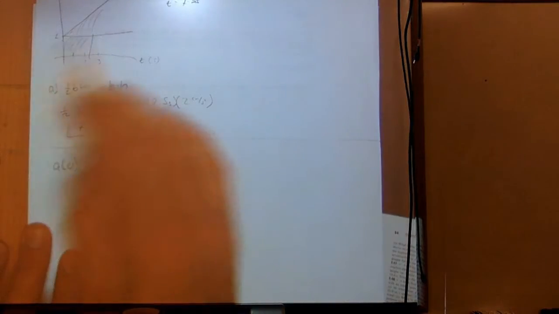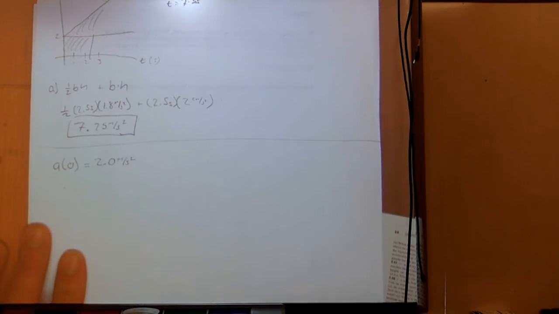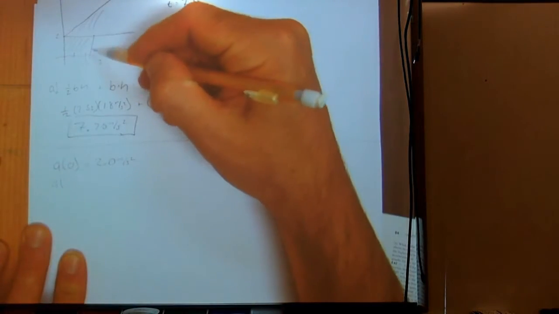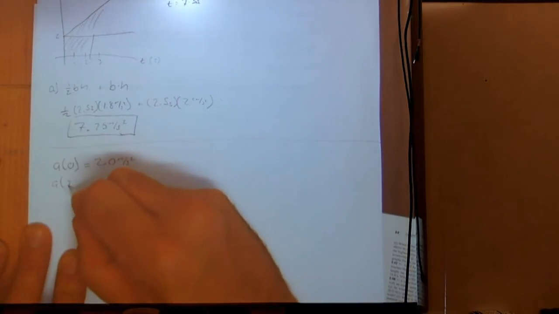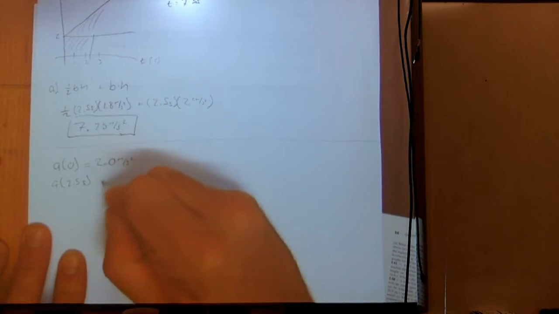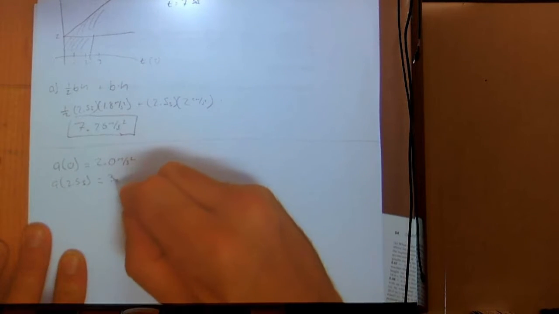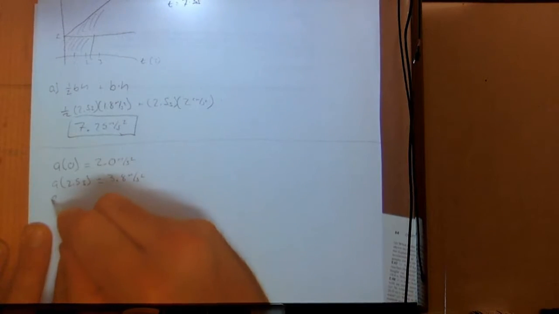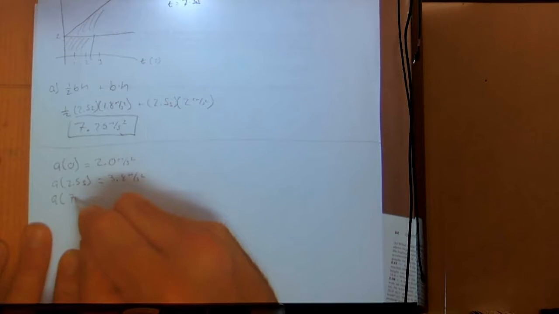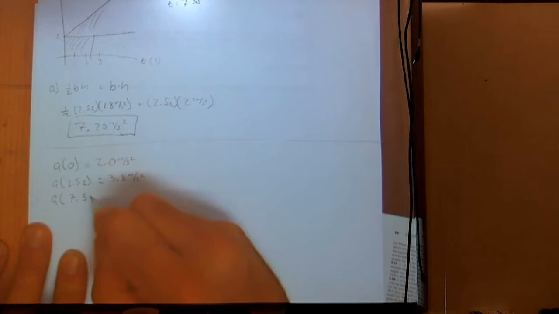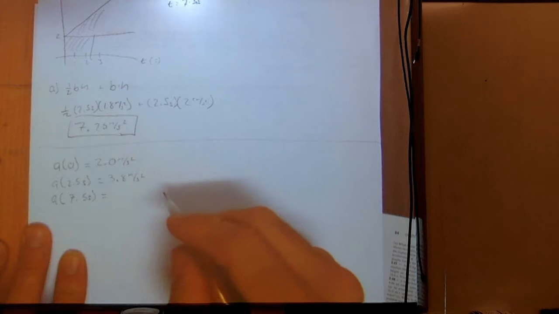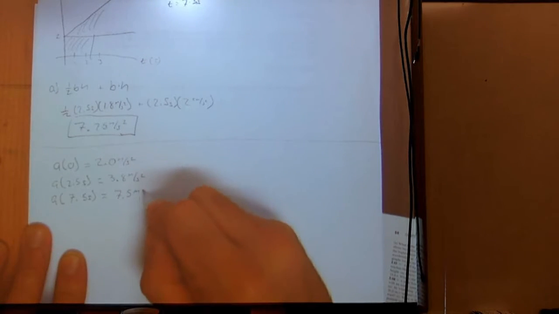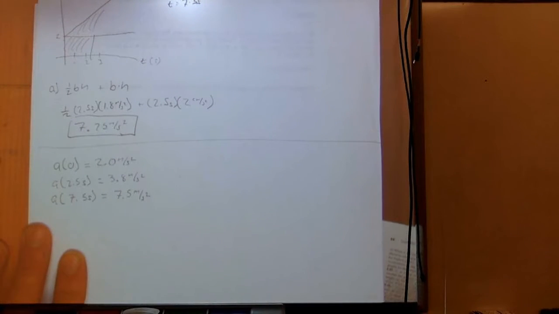Now, reading my graph, I'm going to say an acceleration at, reading my graph, off of the book obviously, at 2.5 seconds, I can read that to be 3.8 meters per second squared. And then at that second time, 7.5 seconds, I can read that as 7.5 meters per second squared.